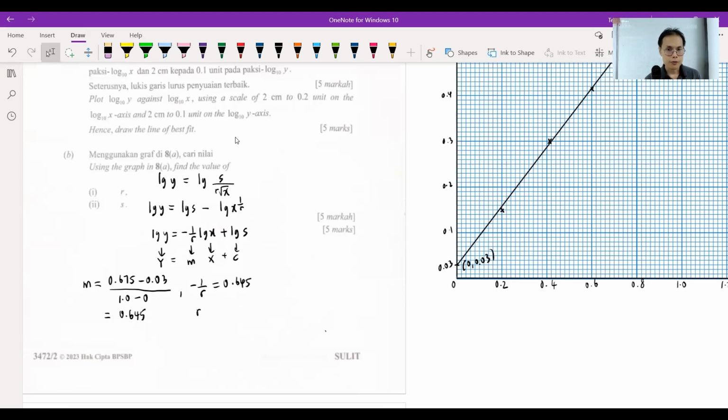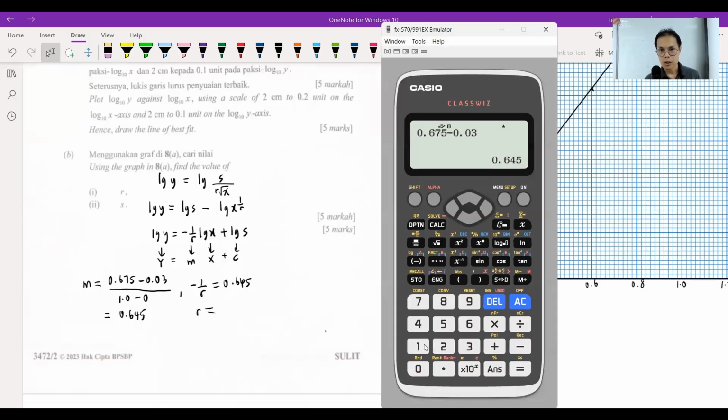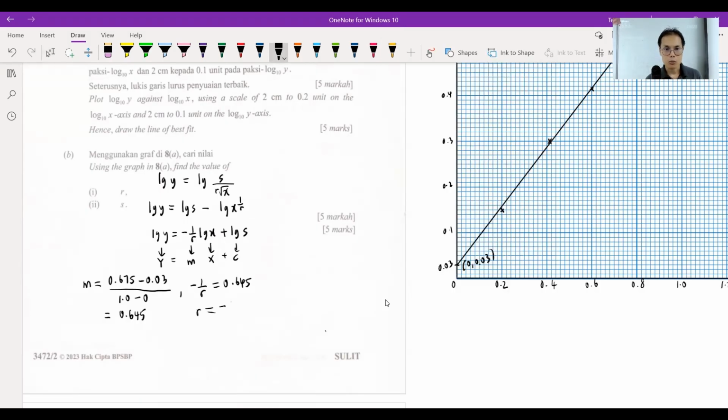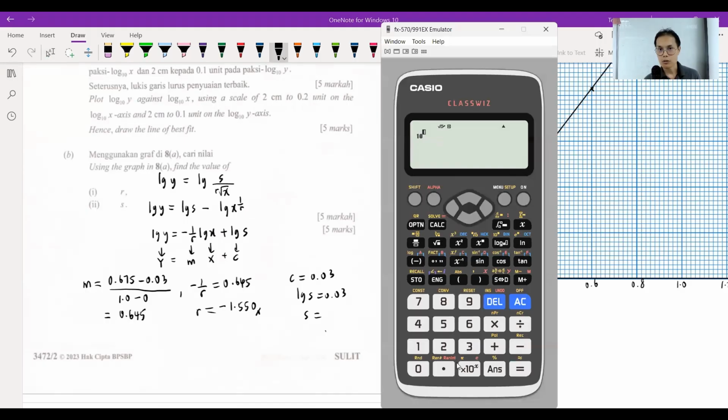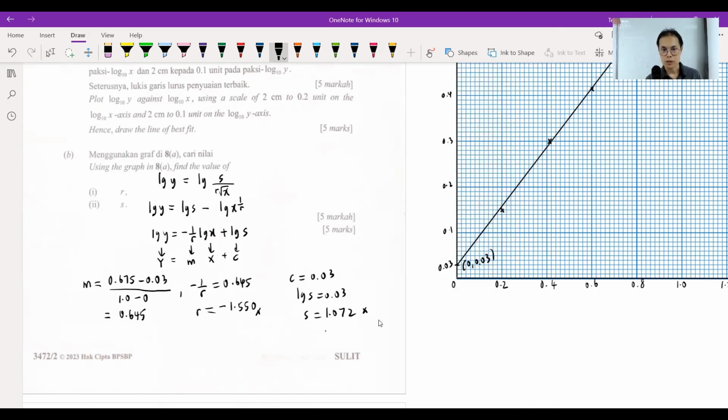To find r, we just invert this. Take 1 over this answer. This will be 1.55, or negative 1.550. Okay, for your y-intercept, we know from the graph 0.03 is your y-intercept. Lg s is 0.03. s will be, use your calculator, shift log 0.03. I got 1.072. Yeah, 1.072. There you go. You got your r value and your s value.